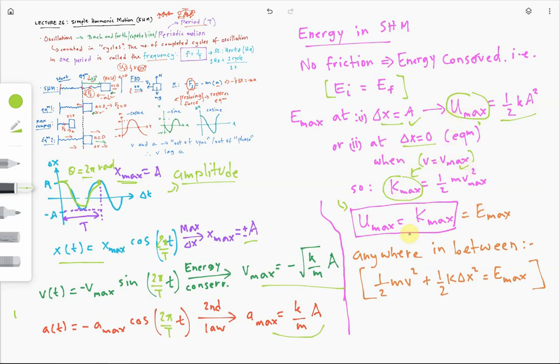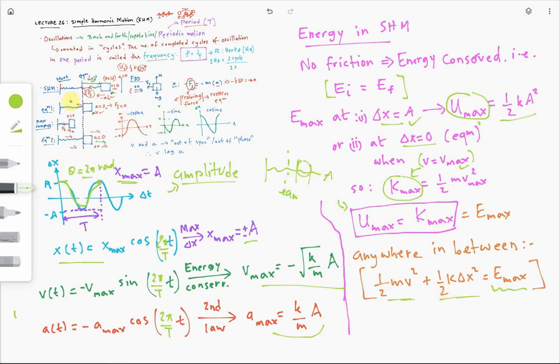And anywhere in between these two extreme points, that is at amplitude or at equilibrium length, let's say this position right here, the energy of the system will be a summation of kinetic and potential, and that will be equal to the maximum energy of the system available to it, which is either maximum potential energy or maximum kinetic energy, whichever you want to consider. So anywhere in between, it will be a summation of kinetic and potential.